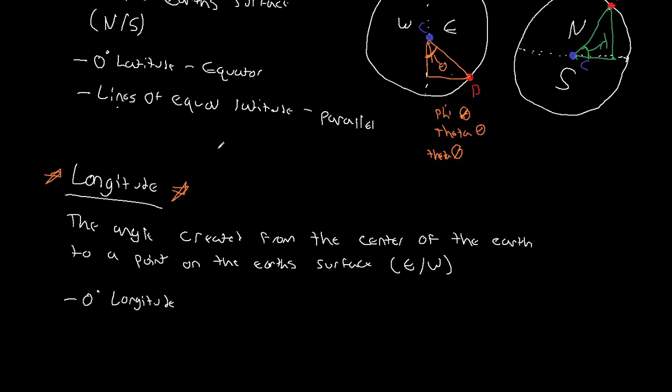Well, back in the day when we were first developing these sorts of things, we actually just picked one. It's the line of longitude that runs through Greenwich, England. And we call that line of longitude the central meridian, which is Greenwich, England.